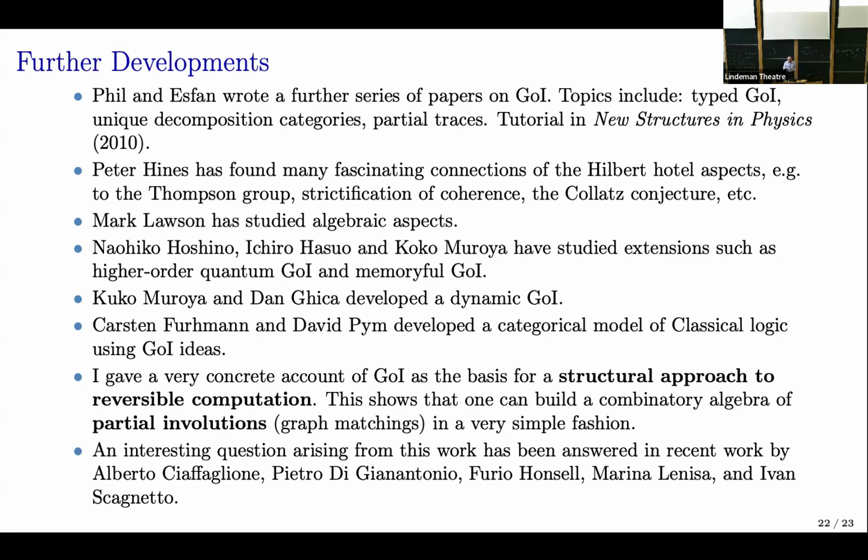If you want to see a very simple and concrete version of these ideas, I wrote something about how it gives a basis for a structural approach to reversible computation in terms of a very simple notion of reversible automaton, which in the end shows that you can build a combinatory algebra from remarkably simple material, namely partial involutions, graph matchings. So graphs in which each vertex has at most one edge incident to it, the simplest possible kind of graph.